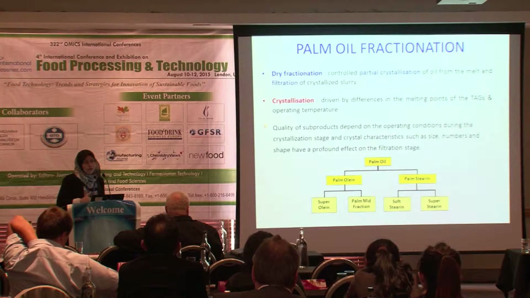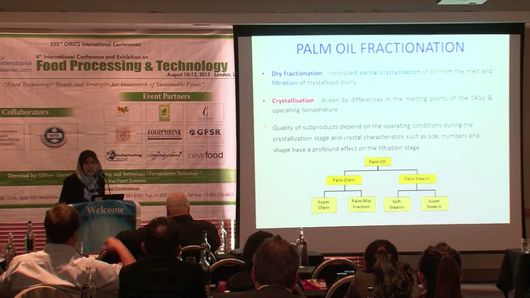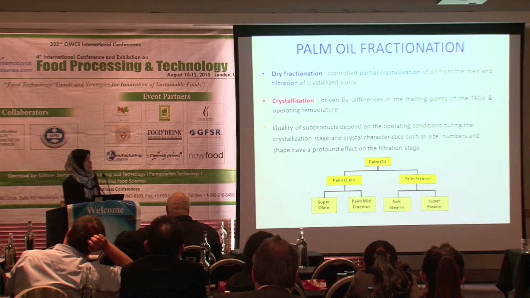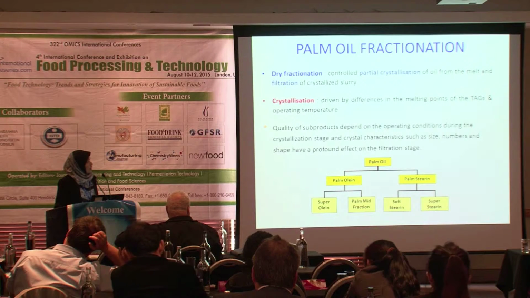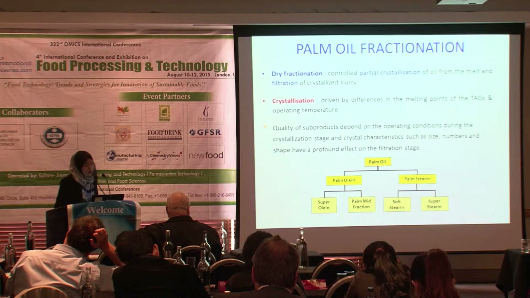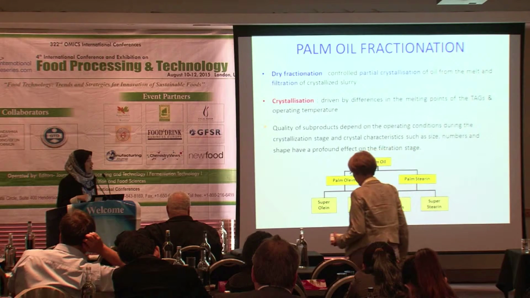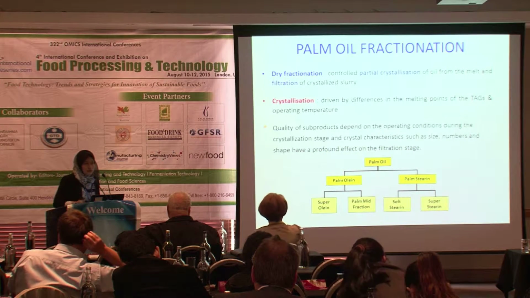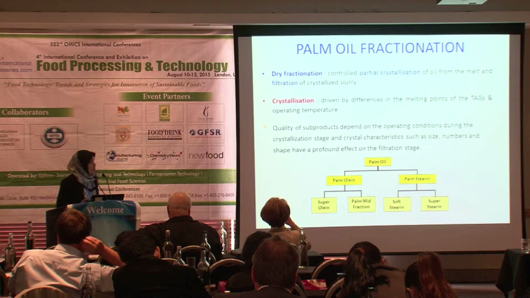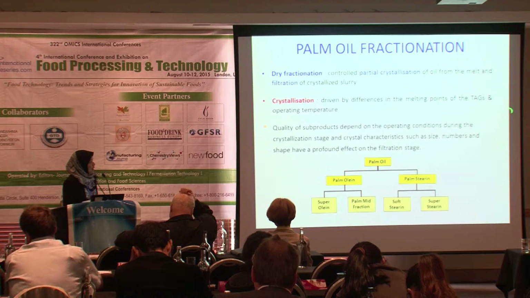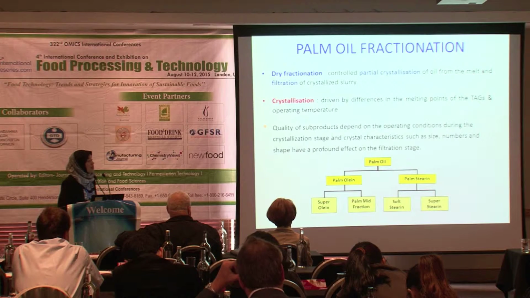And in palm oil, there are nearly 19 major TAGs, and each one of these has different melting points. So as the crystallization process occurs, as we go down in temperature, then different TAGs start to crystallize. Now, the quality of the products produced from dry fractionation is highly dependent on the operating conditions which we apply during the crystallization process. And also the crystal characteristics such as size, numbers, and shapes have a profound influence on the subsequent filtration stage.